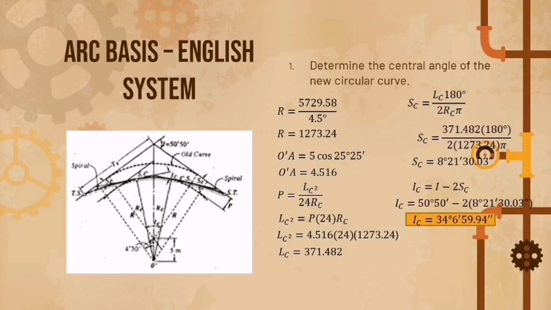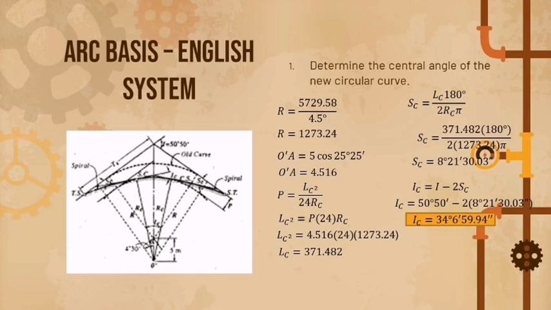And we will now answer it by arc basis, English system. So number 1, determine the central angle of the new circular curve. Again, the formula for getting the radius is different. The radius is equal to 5,729.58 over the degree, which is 4.5 degrees. After dividing it, you will get the value of 1,273.24.